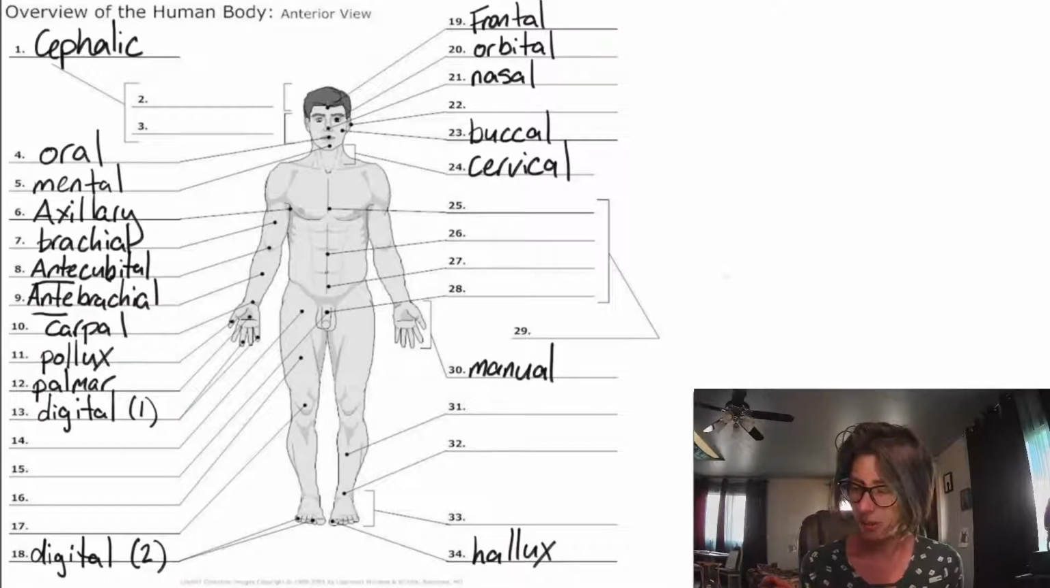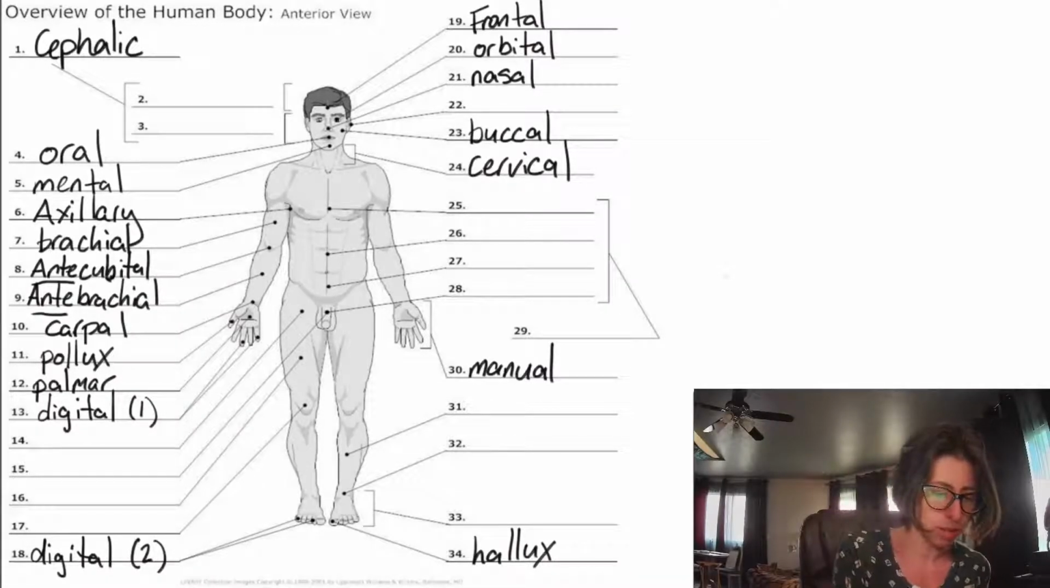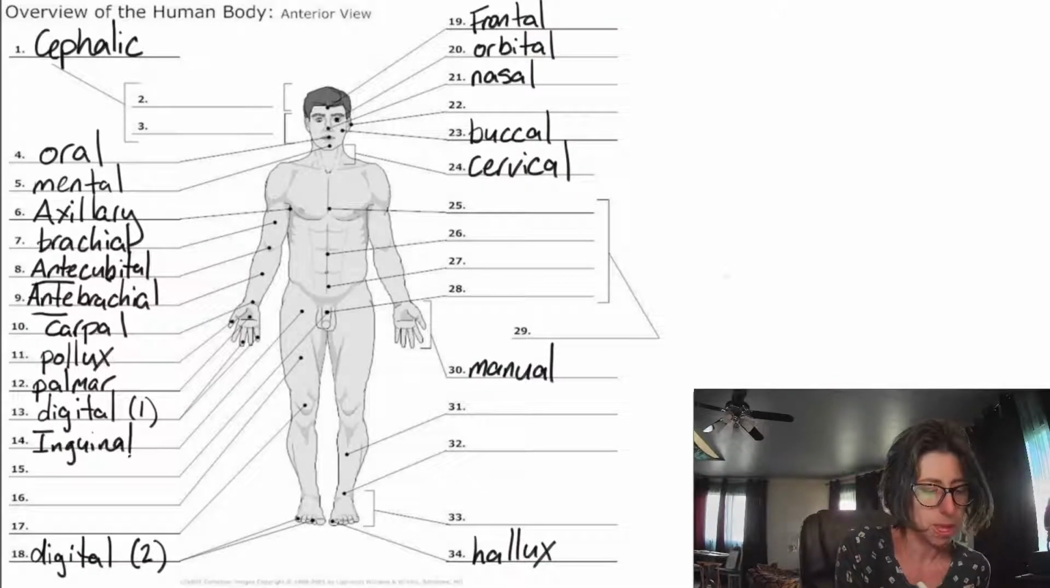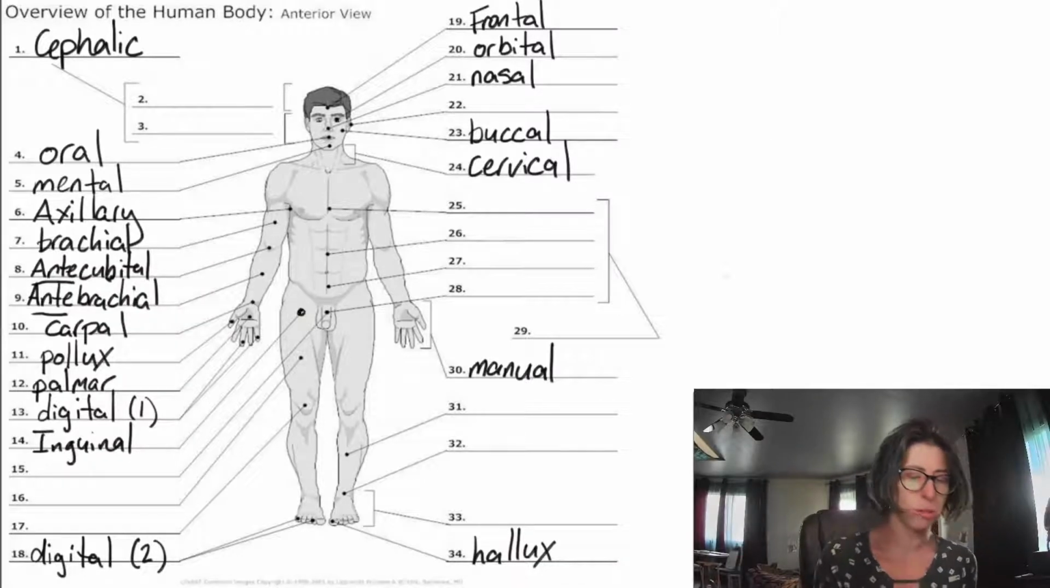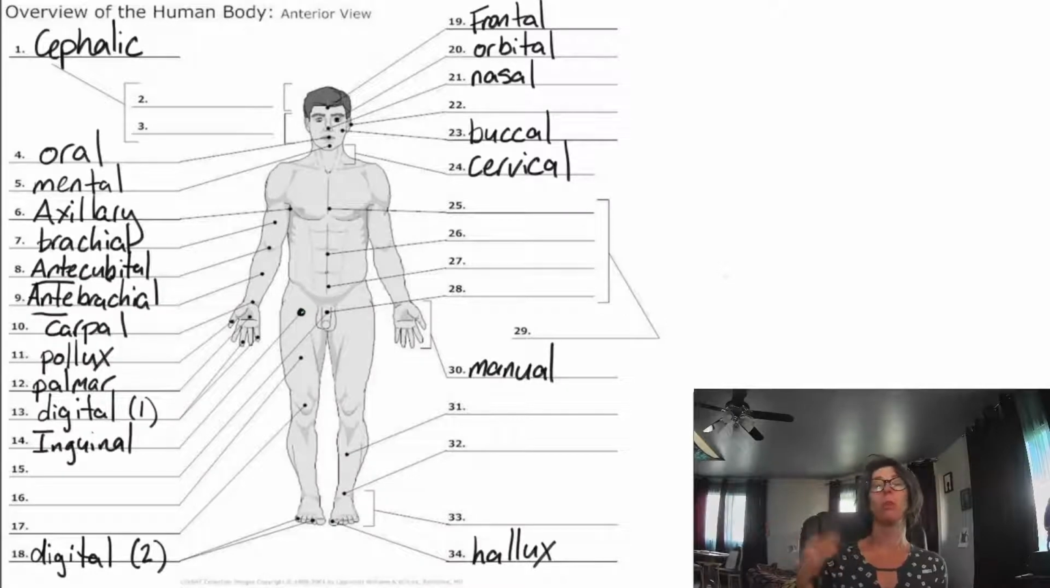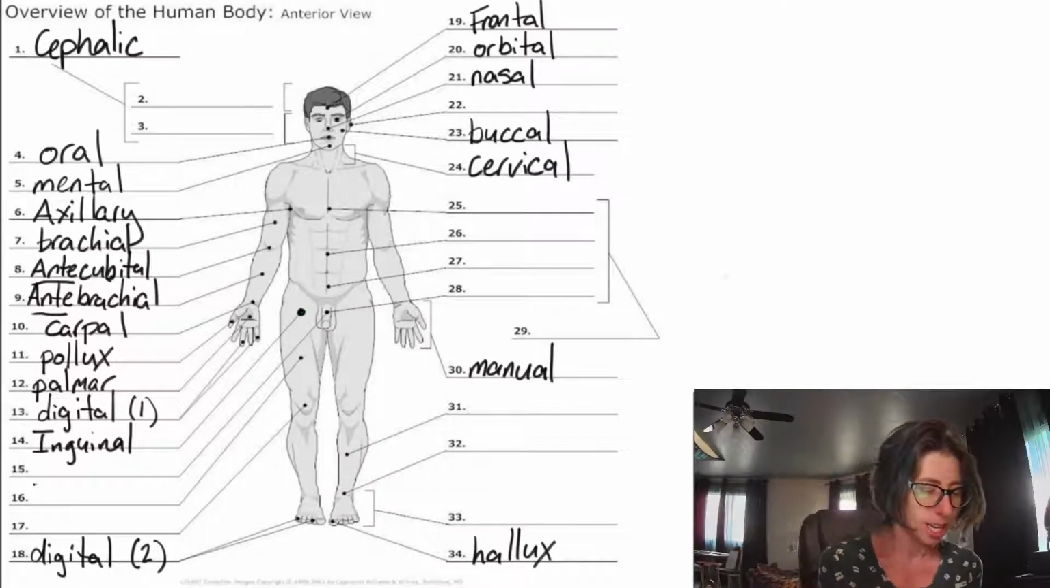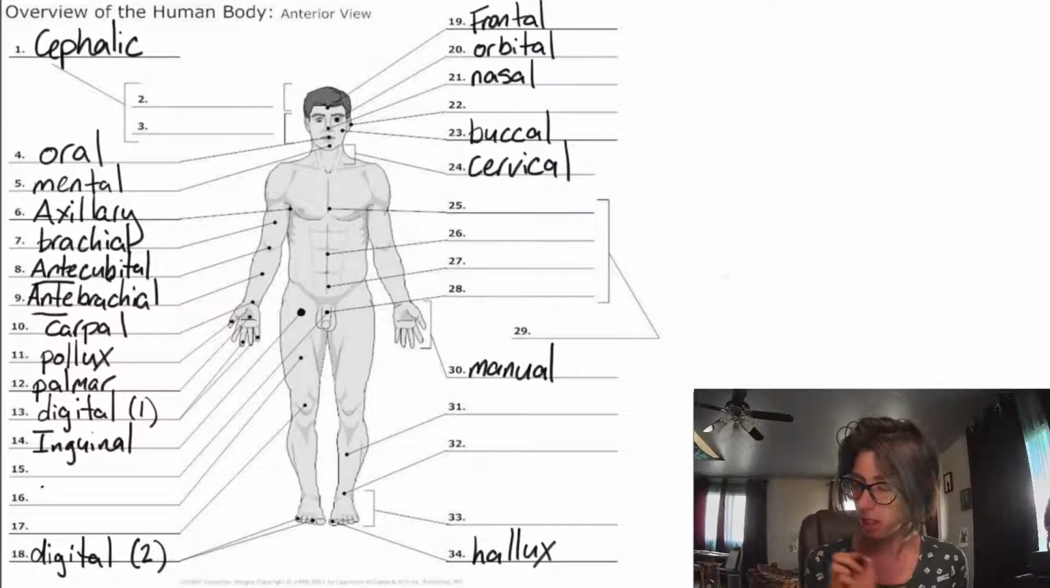All right, so moving on from hands, let's go to the inguinal region. Inguinal. So that's right there. That's the inguinal region. Colloquially, we call that your loins. All right, 15. We're going to skip 15.